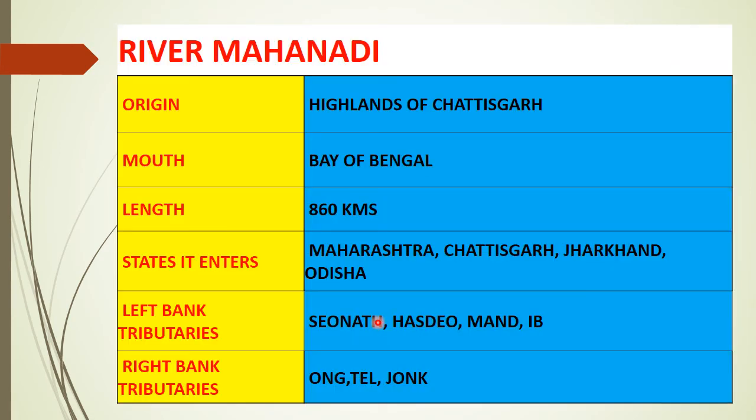Now quick facts on River Mahanadi. Origin is highlands of Chhattisgarh, mouth is Bay of Bengal, length is 860 kilometers and the states it enters are Maharashtra, Chhattisgarh, Jharkhand and Odisha. Although the tributaries are not mentioned in your textbook, just for academic interest, I am putting them here. Left bank tributaries are Sionath, Hasdeo, Mand, Ib and right bank tributaries are Ong, Tel and Jonk.